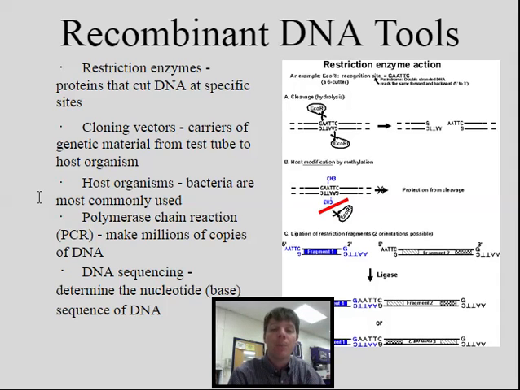Other important techniques include PCR, polymerase chain reaction, which allows you to take a small sample of DNA and produce lots and lots of copies, millions of copies of that DNA. Finally, DNA sequencing. These techniques allow scientists to determine the exact nucleotide base sequences in a DNA molecule. So what is the order of all the A's and T's and G's and C's present in a sample of DNA?